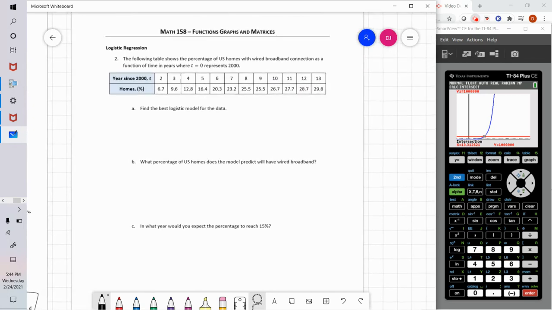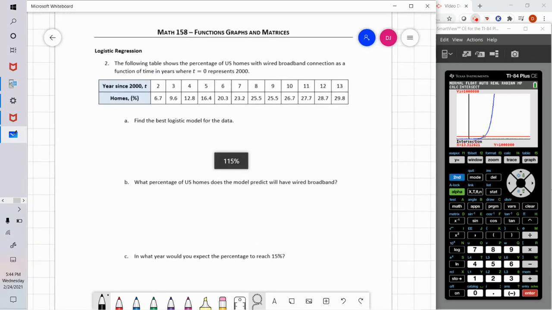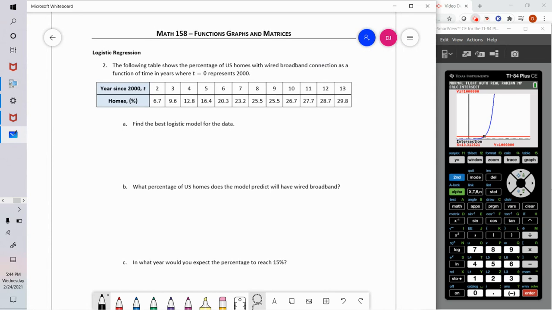But now if I look at this problem, okay, number 2, this table shows the percentage of US homes with wired broadband connection as a function of time in years where t equals 0 represents the year 2000. So 2 is year 2002, 2003, and the percentage of homes with broadband internet connection, and we can see what was going on from 2002 to 2013. A, find the best logistic model for the data. Okay, now I'm not going to assume, by the way, like I did in the previous problem, that all 100% of people are going to get broadband internet.